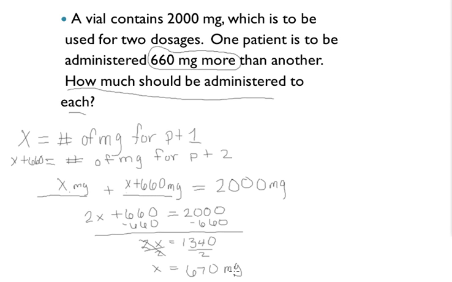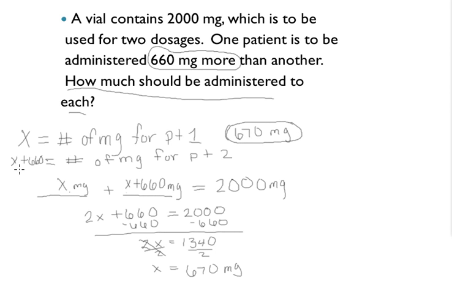milligrams. Now, I'm done solving the equation, but I really have not answered the question. I need to go back up to where I defined my variables. So, the first variable was x equal to the number of milligrams for patient 1, and the answer for that is what we just found, 670 milligrams. And so that is one answer to this problem, the amount for patient 1.